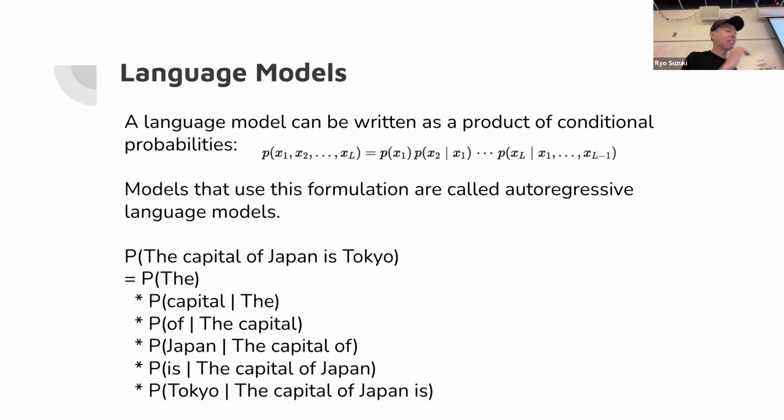So the language model can be written as a product of these conditional probabilities. If you want to estimate the probability of this sentence, you calculate the probability one by one. First, the probability of the first word at the very beginning, then the capital given the first word, then Japan given the capital of, and so on and so forth. Then you get the total probability of this specific sentence in this way. That is what the language model is.